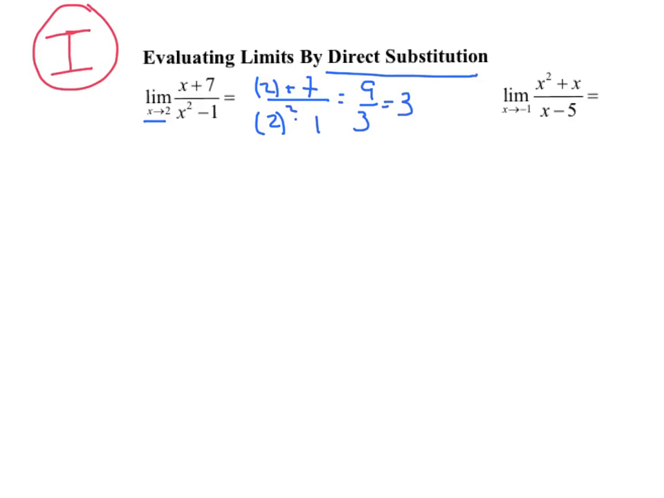Let's try another one. The limit as x approaches negative 1. So I'm going to replace every x with negative 1. Watch your parentheses, of course. Negative 1 squared plus negative 1 all over negative 1 minus 5. Negative 1 squared is 1, plus a negative 1 gets me a 0 over negative 6, which of course is just 0. 0 divided by any term is 0.